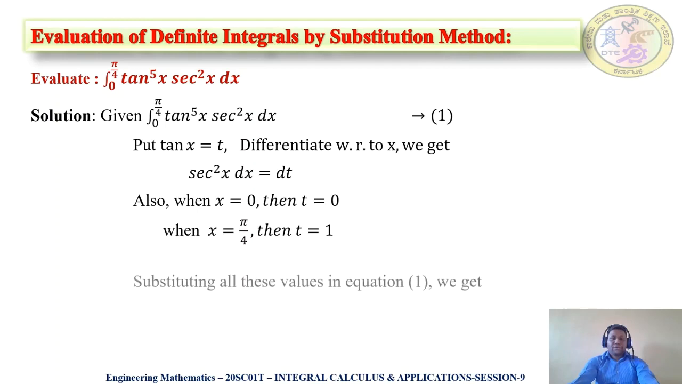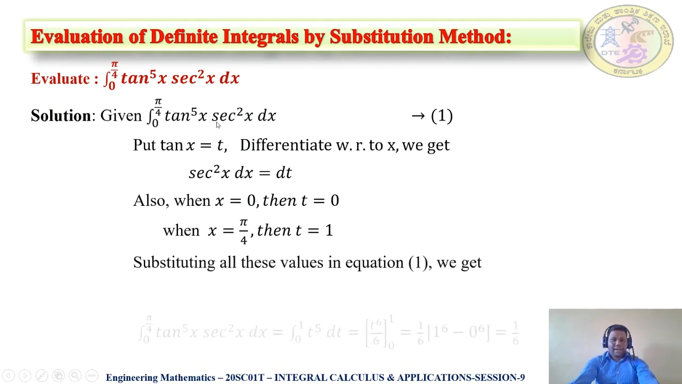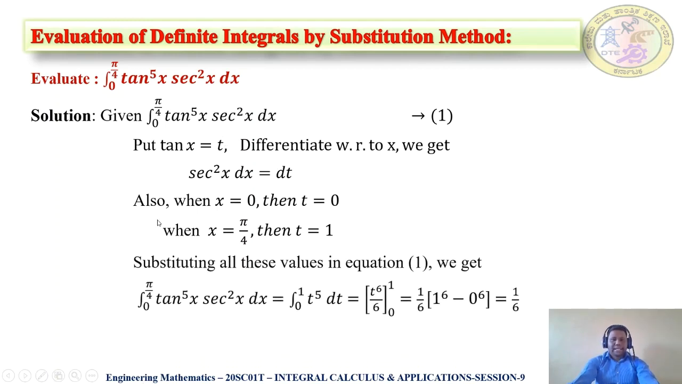Now substitute all these values in equation 1. It becomes integration from 0 to pi by 4 tan power 5x secant square x dx equal to, here when x equal to 0, t equal to 0, so 0 becomes the lower limit. When x equal to pi by 4, t is equal to 1, so 1 becomes the upper limit. Then tan x is t, so we get t power 5. And secant square x dx is dt.